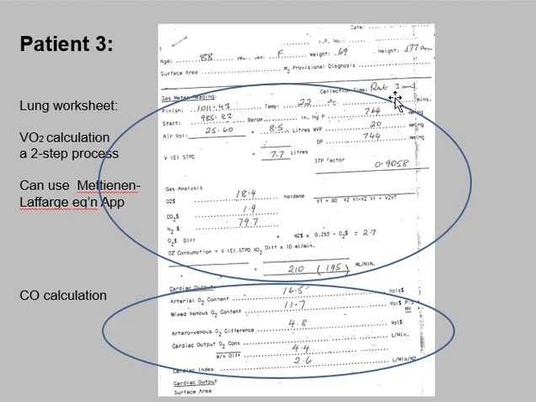The same patient, step 2 in the calculations. We now do the lung worksheet. Now remember, VO2 calculation is itself a two-step process. You can either do the calculations manually or use the Metin-Lafarge equation app that you can download, and you put a lot more information into that, but you get essentially the same answer.